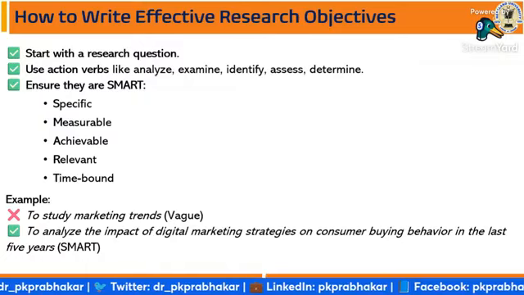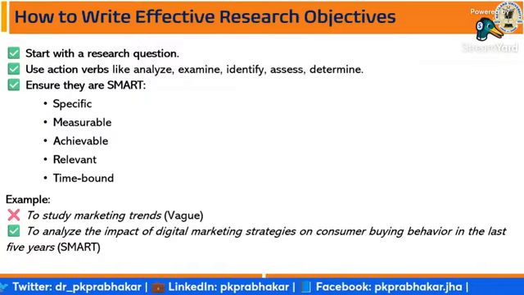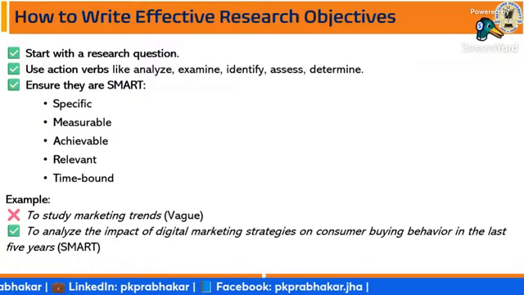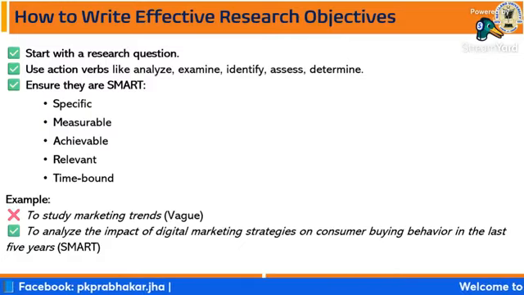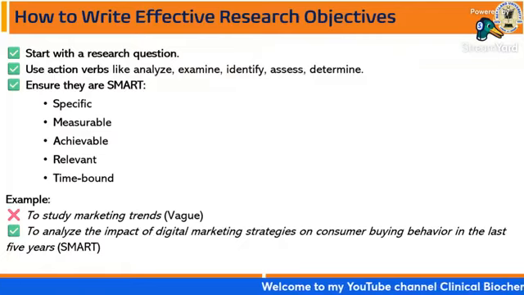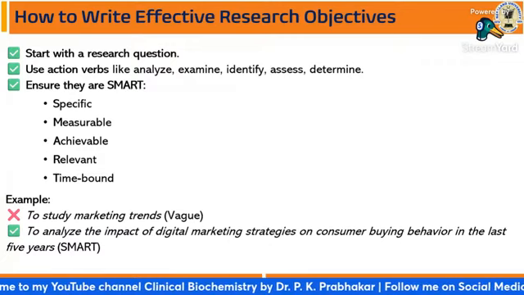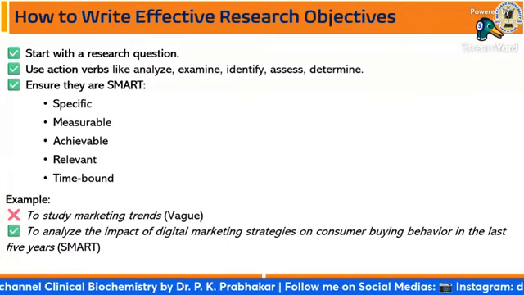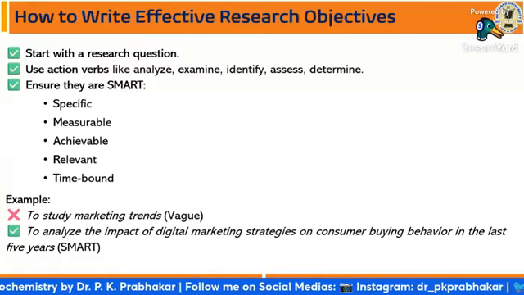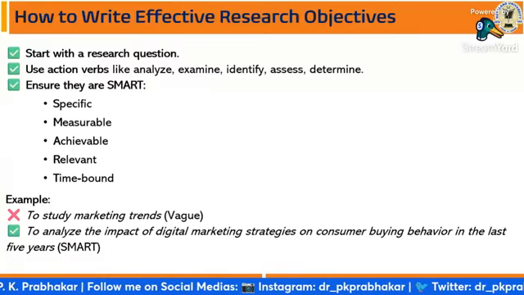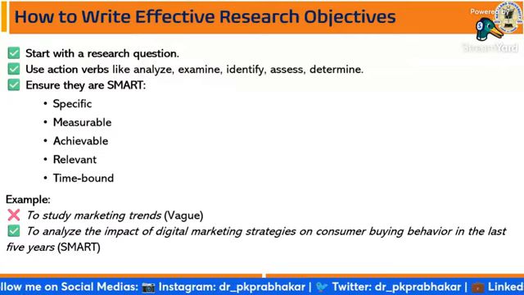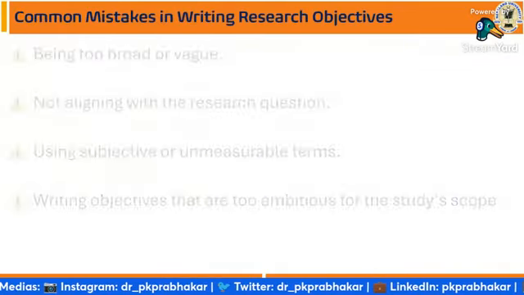So, like, to study the market trends, that is a vague objective. This objective can be modified in a way like to analyze the impact of digital marketing strategy on consumer buying behavior in the last 5 years, as per SMART. So this second objective, which has been modified from the first one, is specific. It gives you direction. There are measurable things, there are achievable things. It is relevant to the requirement, and it has a time duration, because I have used a time lapse of 5 years also.